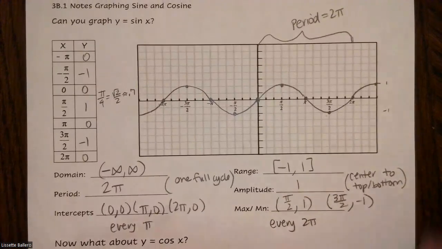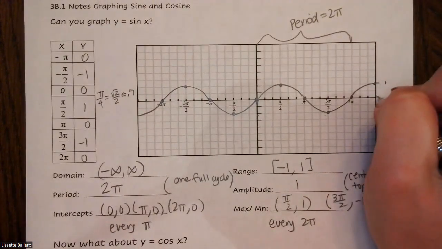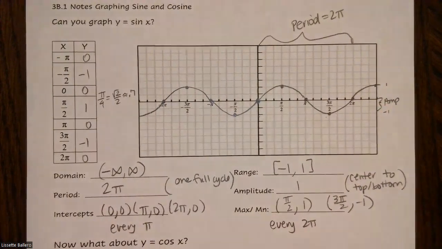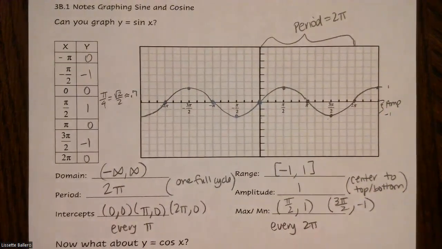All right, so there's our sine graph. We said the amplitude is this part right here, so I'm going to go ahead and label that. There's our full sine graph. We are going to do transformations with them, just like you did with all the functions in the past.